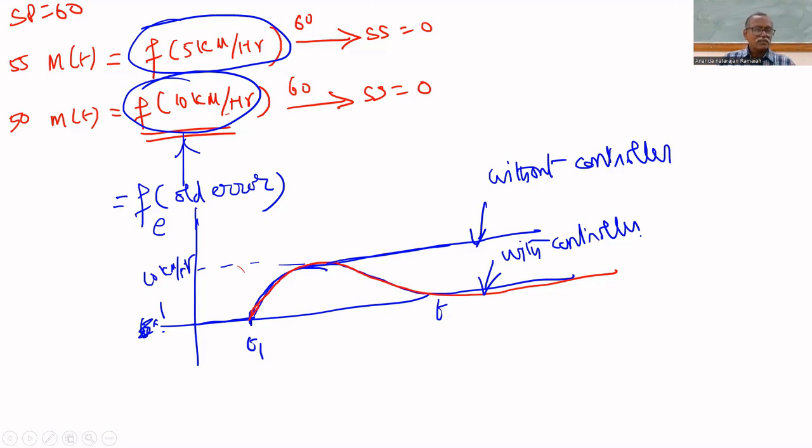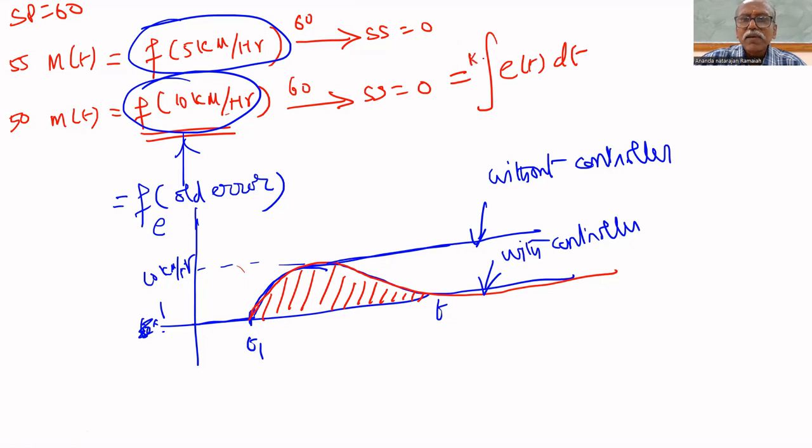It is a function of old error. It is nothing but, if you integrate the error, you will get the area under this graph. Therefore, m of t equal to integral of e of t dt. If you multiply by some constant, say Kc by Ti, then it is called an integral controller. It is nothing but integral of error.